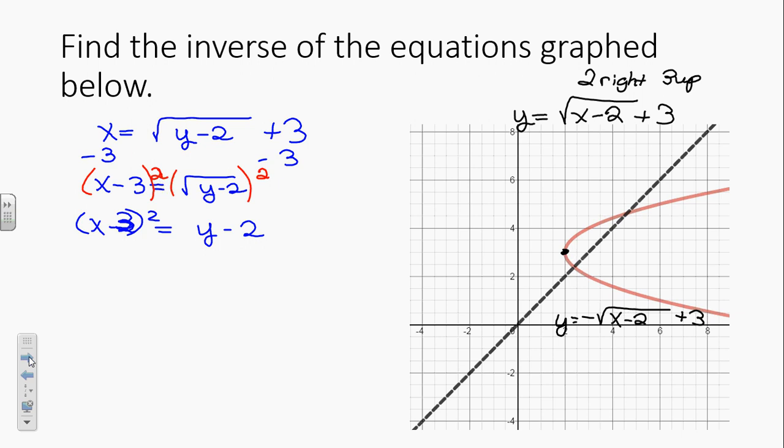Okay? What's the last step then? So plus 2. We're going to add 2 to both sides. As long as we recognize that we can't just take negative 3 and a positive 2 and add them up, we're perfectly fine to leave that as x minus 3 squared plus 2 is equal to our y. And most people like to put the y on the left-hand side.